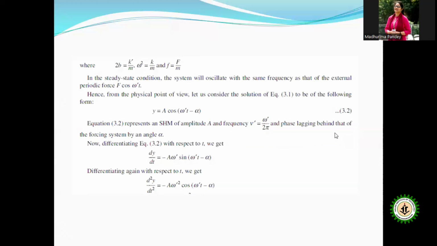Okay. So now these are all the constants or all the definitions. Now here the important term is steady state conditions. What is steady state condition? It is a very important one.